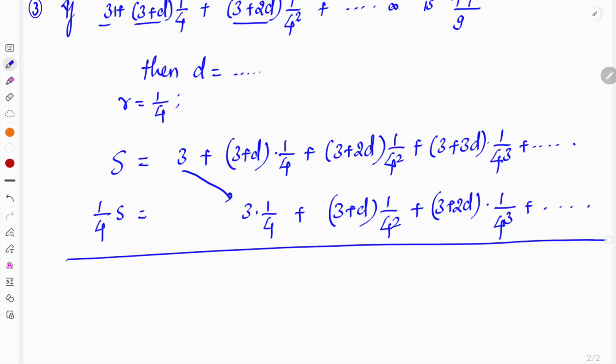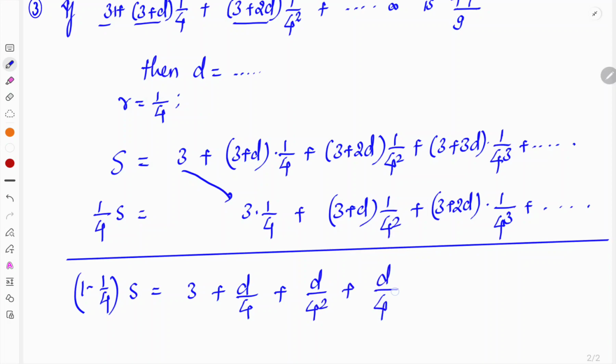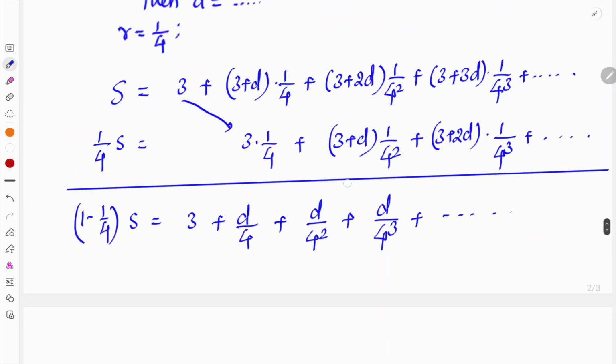Okay, now subtract it. So 1 minus 1 by 4 times S is equal to 3 minus 0, 3. Then 3 plus d with 1 by 4 common, so 3 plus d minus 3, only d will remain in the bracket, d by 4. Next will be 3 plus 2d minus 3 plus d, so 3 cancels, and outside the bracket 1 by 4 square, so 2d minus d remains, d by 4 square. Next will be d by 4 cube. Now you might be understanding, actually it is making an infinite GP, correct or not? So it is very easy to find the sum.